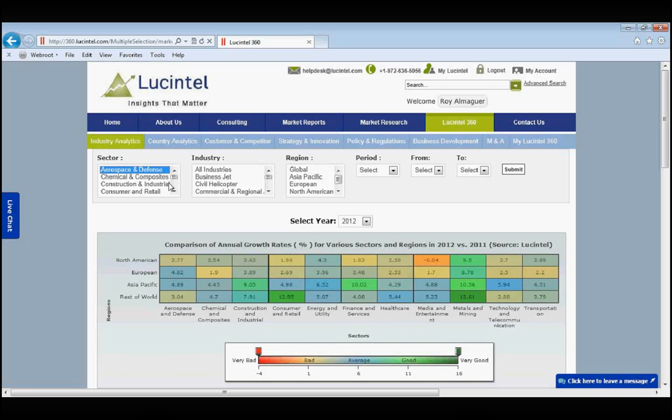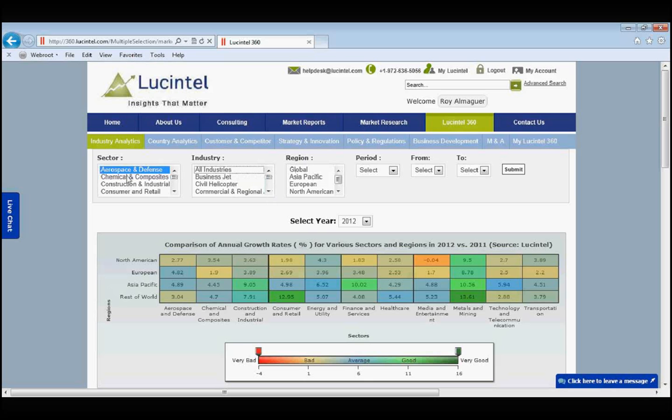Under each of these sectors, we'll have different industries. So, for example, we're under aerospace and defense, and we'll segment that by business jets, civil helicopter, commercial and regional, defense, aircraft, land vehicle, naval systems, helicopters, and UAVs. Then we'll divide that by region.